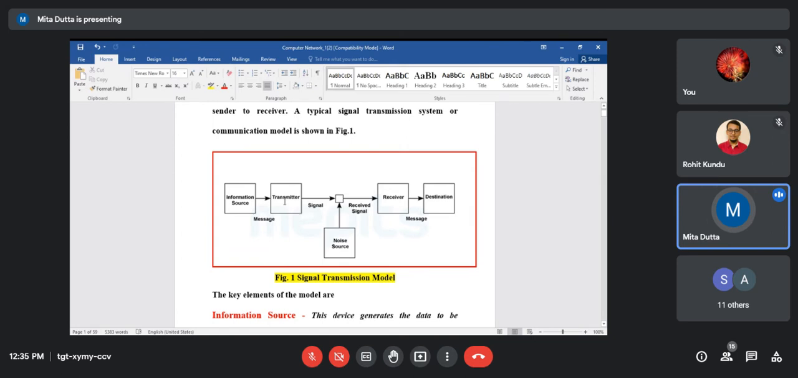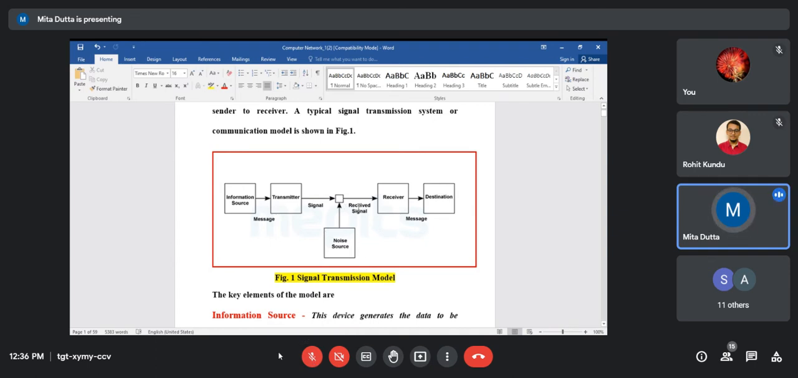And if it is an encoder, one example of an encoder, if we want to convert analog information into digital form, we have to use an analog to digital converter. So if the transmitter is an encoder, which is nothing but an analog to digital converter, the receiver will be a digital to analog converter or a DAC. In that case, the receiver will be a decoder. And the destination will receive the information from the receiver.